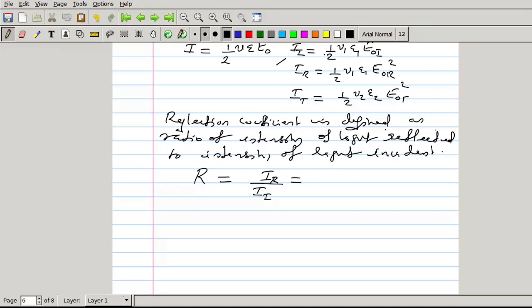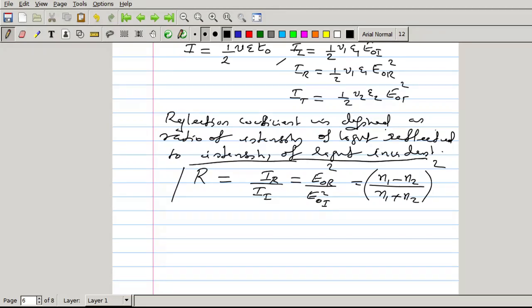So IR by II, this half V1 epsilon1 will cancel. So we will be having E0R square by E0I square. What is E0R by E0I? E0R by E0I is N1 minus N2 by N1 plus N2. So it is squared. This will represent the reflection coefficient: N1 minus N2 the whole square by N1 plus N2 the whole square.